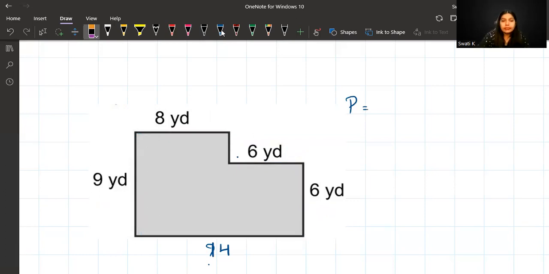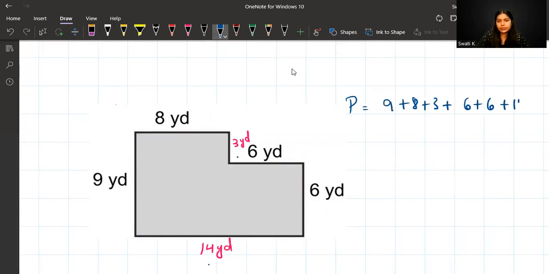Remember, the very first thing that you should do is if there is any side that is missing, you can figure out the value of that first and then you can start solving. So perimeter is the sum of the length of all the sides. So it is clearly 9 plus 8 plus 3 plus 6 plus 6 plus 14. Okay, I'll start from here. 14 plus 6, 20, 20 plus 6 plus 3, that's 29. 29 plus 8, that is 37. And 37 plus 9, that is 46. So it is 46 yard.